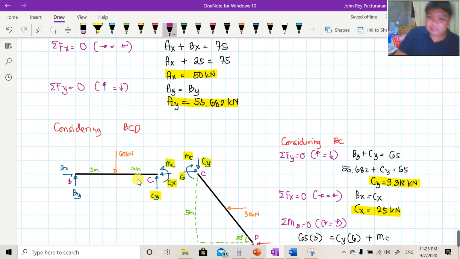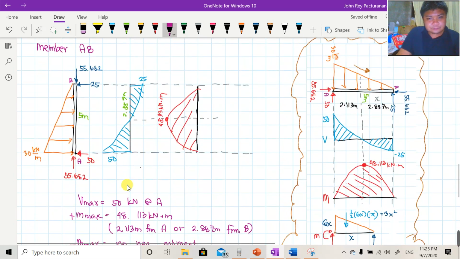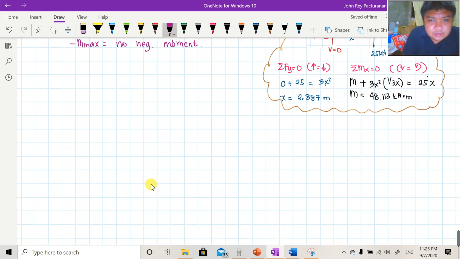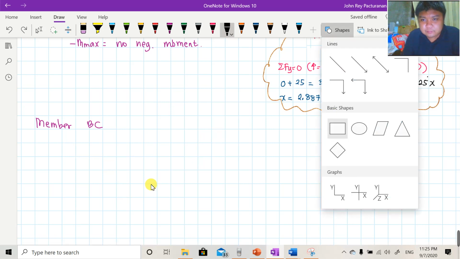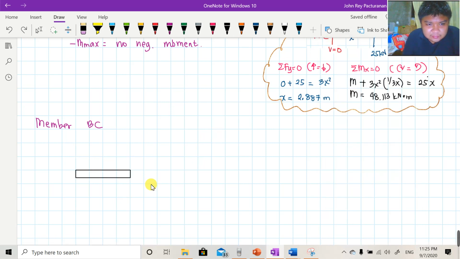For member BC, i-drawing na natin siya. Member BC. So, for the case of member BC, 6 meters lang siya, no? Wait lang. Bakit hindi nagpapantay? Gamitan na lang natin ng hack. Tapos, drawing natin siya. Ito yung ating BX.